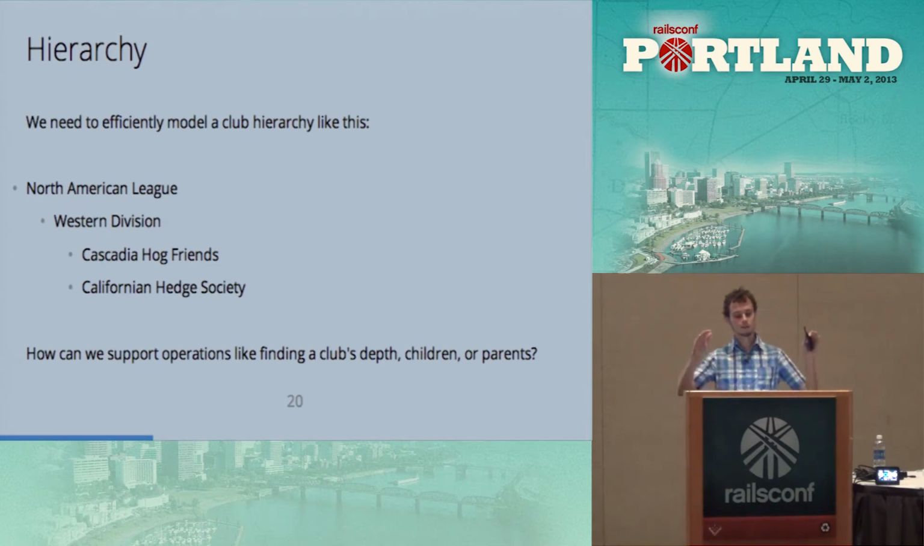Well, if we've got a strict hierarchy, like you've got the North American League, Western Division, underneath that you've got the Cascadia Hog Friends and the California Hedge Society. These are all clubs for people who love hedgehogs. We're going to want to know, how can we support operations like finding the depth of a club? Like, what's the depth of the California Hedge Society? Or what are all the children of the North American League? Or who are the parents of the Cascadia Hog Friends?